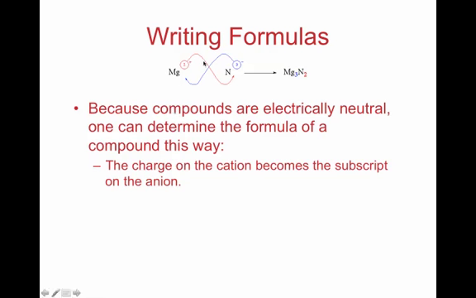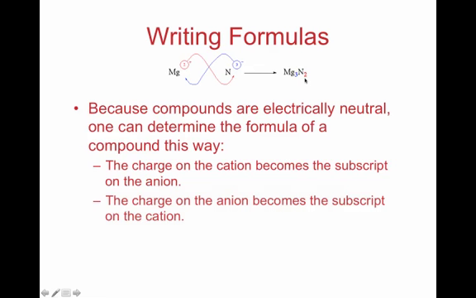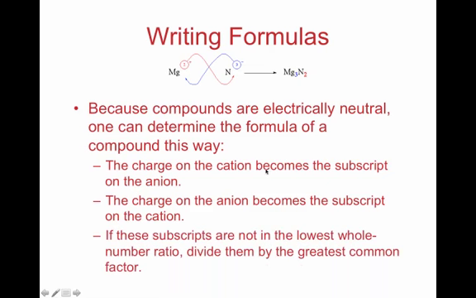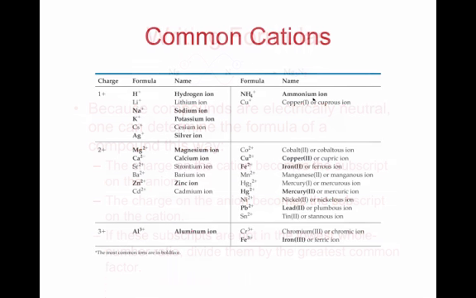Once you write the symbol and the charge, we will then crisscross those charges to get electrically neutral compounds. The charge on the anion becomes a subscript of the cation. The charge of the cation becomes a subscript of the anion. If these subscripts are not the lowest whole number ratio, meaning if we can reduce the subscripts, we divide them by the greatest common factor.